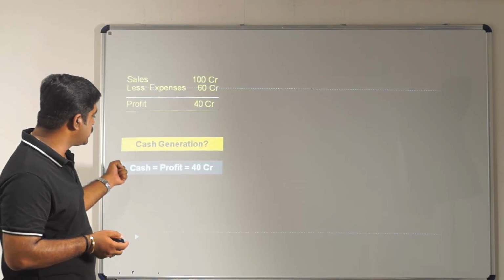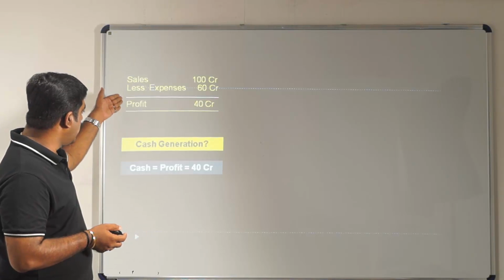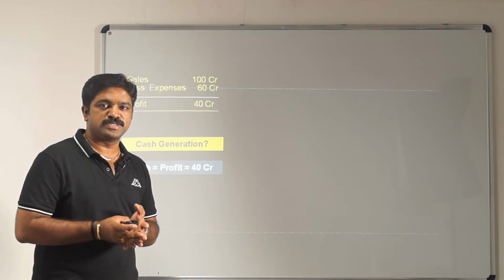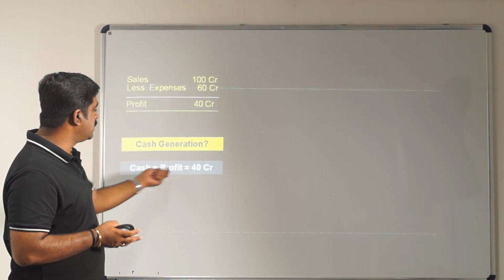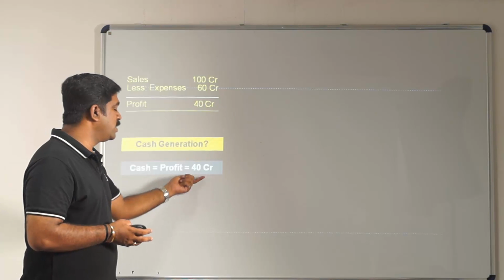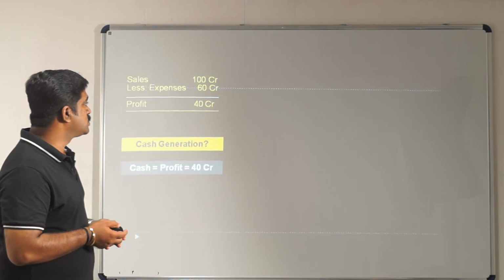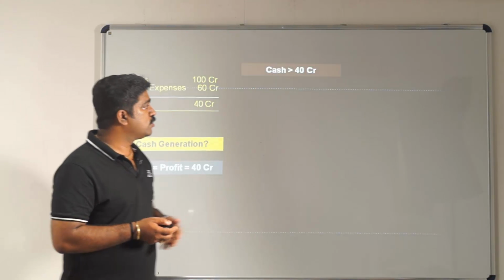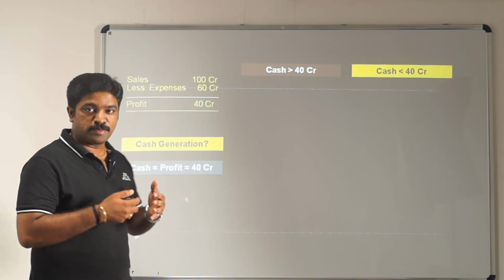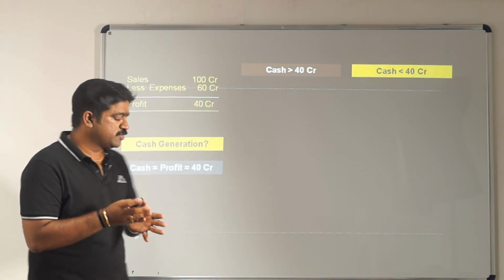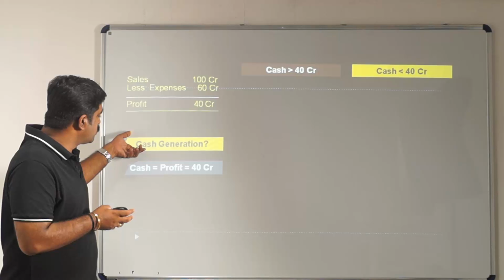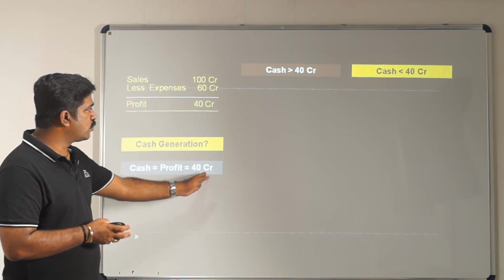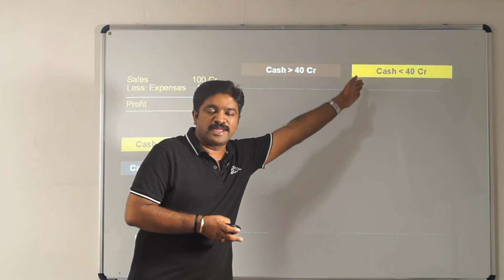Number one, you can say that cash is exactly equal to profit, I mean, the cash generated by this business unit is going to be exactly equal to profit, in which case it will be 40 crore. Or you can also say that cash can be greater than 40 crore. Or you can also say that cash can be less than 40 crore. So basically we have three scenarios. If I ask you what is going to be the cash generation, you can say it may be equal to 40 crore, or it can be greater, or it can be less.